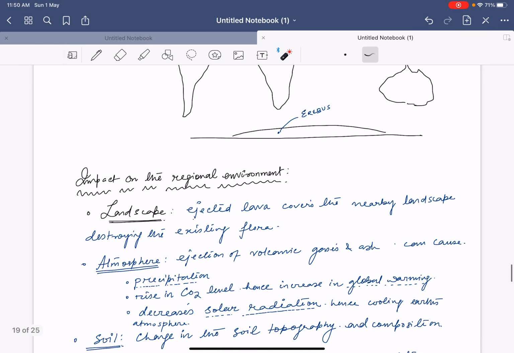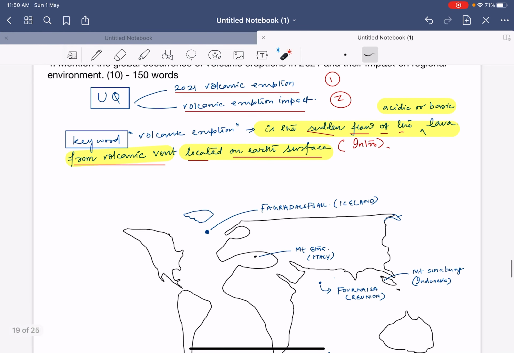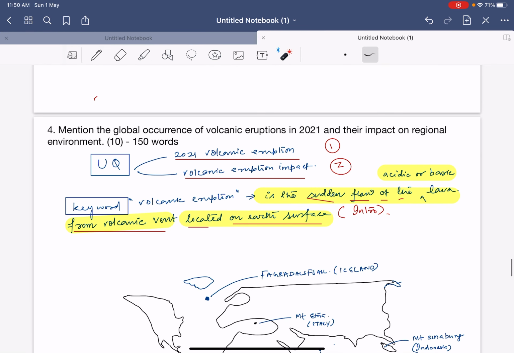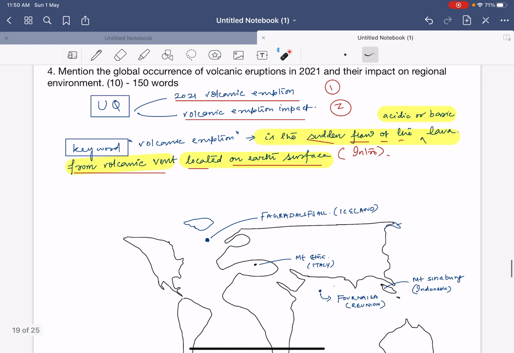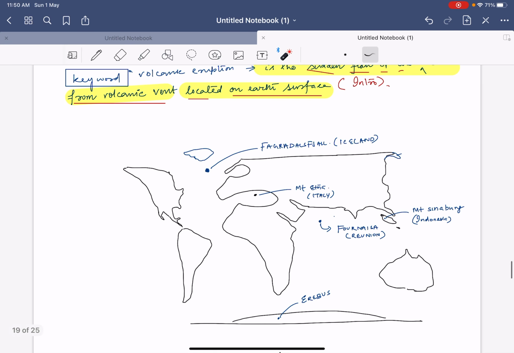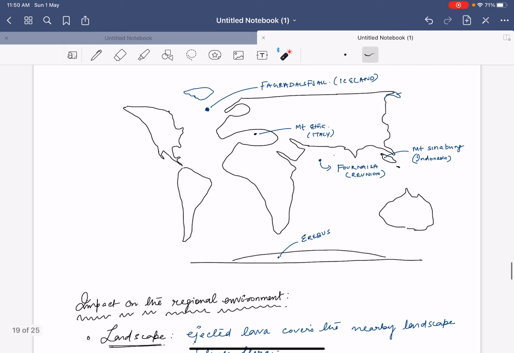See, this is a plain and simple question. The thing is that you need to have certain knowledge to answer this question. Sometimes what will happen is that we might not have any idea of the global occurrence of the volcanoes. But see, over here is Mount Etna in Italy. It's an active volcano, not a dormant volcano. Even if you can draw this diagram and just point out Mount Etna and Mount Sinabung like this, at least you'll fetch some marks rather than not fetching any marks, right?